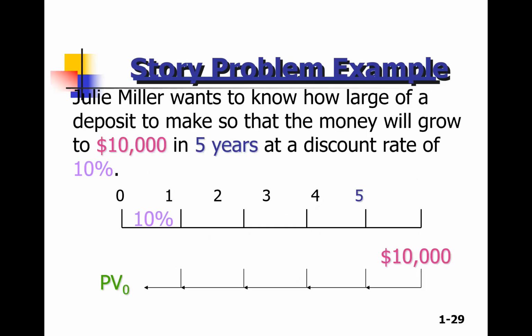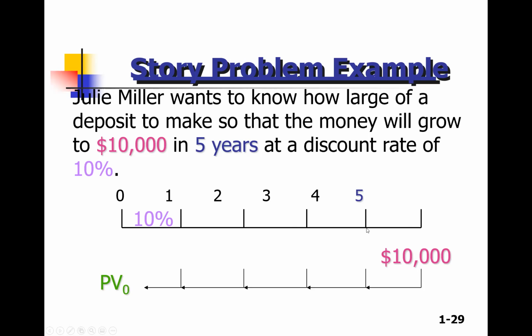Now we move to the story problem, or we can call it a word problem. Example: Julie Miller wants to know how large a deposit to make so that the money will grow to 10,000 in 5 years at a discount rate of 10%. So the same, we need to draw a timeline. Future value is 10,000. So 10,000 after 5 years. We can consider this as the end of 5 years, so write this 10,000 under 5.